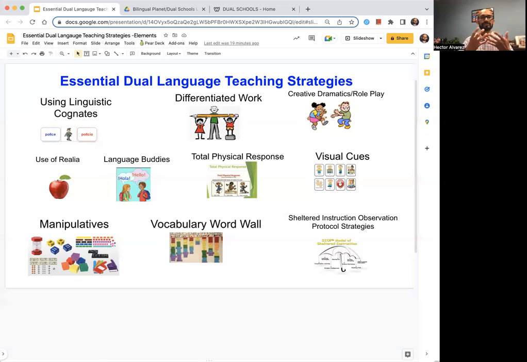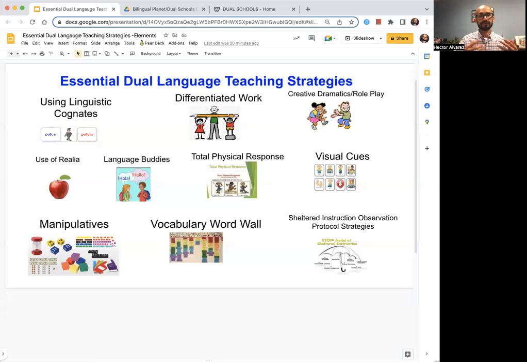The strategy of using realia. Realia is basically using real objects in the lesson. Realia reinforces language skills and appeals to both visual and kinesthetic learners at all ages and all grades. It's very important for you, while you're planning a lesson, to try to bring to the class different ways of showing the realia.